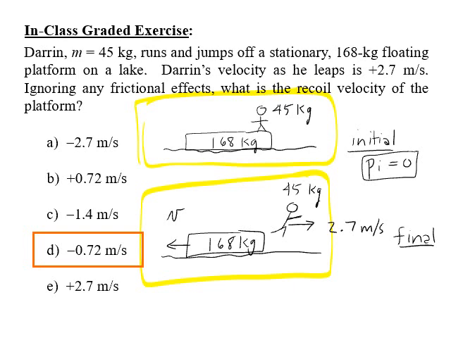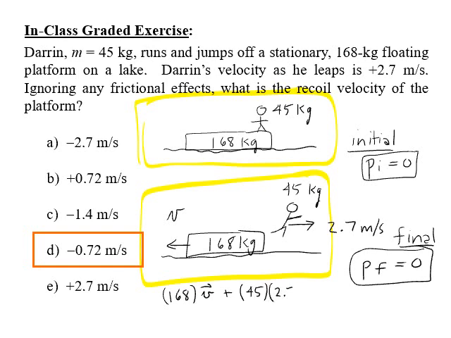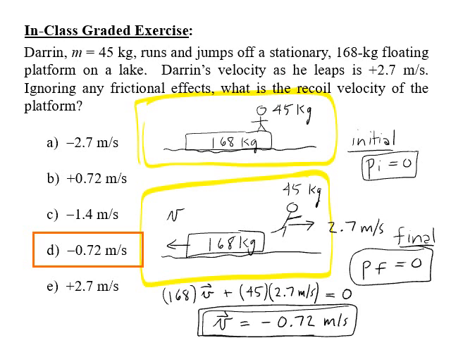When we go to solve this, we know that momentum has to be conserved. So we know the final momentum in the system after Darren jumps has to be 0. We know the answer. And so what do we have? Well, we have 168 kilograms, which is standard units, times the final velocity of the floating platform, plus the mass of Darren, 45 kilograms, times his velocity of 2.7, which is in the positive direction, the way I set up my picture. And that has to all sum to 0. When we pull out our calculator and do the math on this, you can double check me, we get a velocity of about negative 0.72 meters per second for the velocity of the platform after Darren jumps off of it. And so you can see how this is a very important strategy for solving problems.